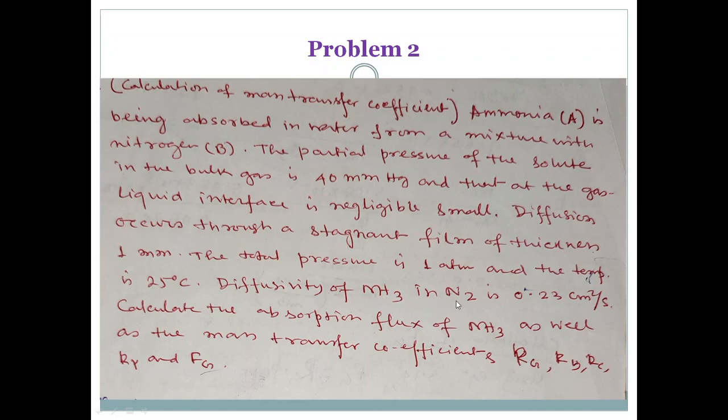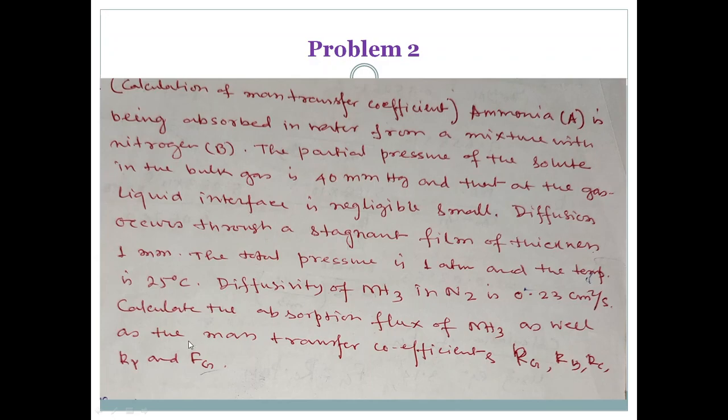Diffusivity of ammonia in nitrogen is 0.023 centimeter square per second. But its unit is given in centimeters, so if I calculate this in meters, in MKS, I have to make this conversion accordingly. Centimeter square to meter square: I can write 0.023 into 10 to the power minus 4 meter square, or 2.3 into 10 to the power minus 5 meter square per second.